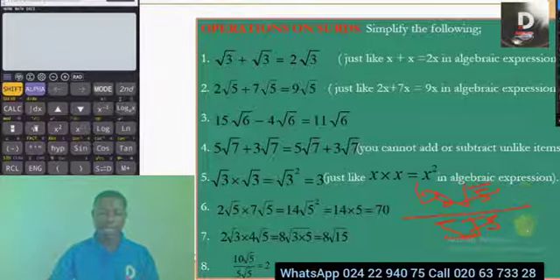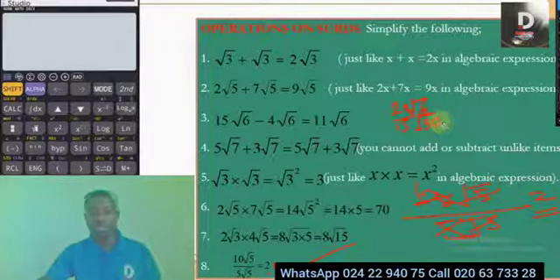It's just like x cancelling x. Then 5 cancels 10. How many times? Twice. So the answer remains 2, as you can see down here. That is how it works. Right. Good.